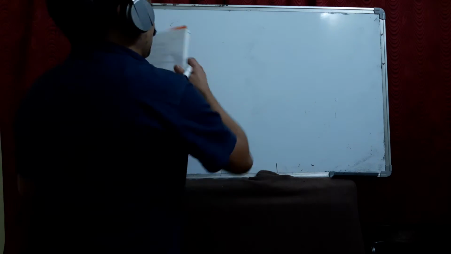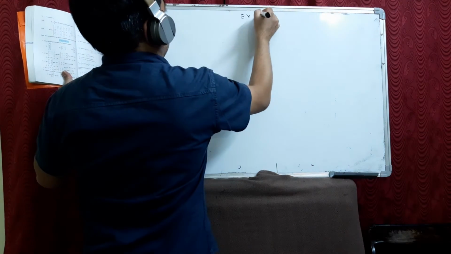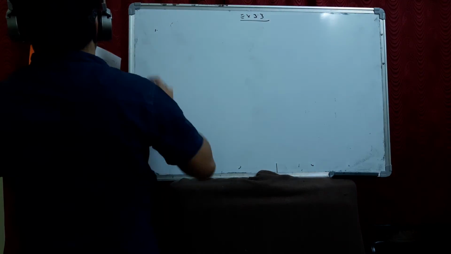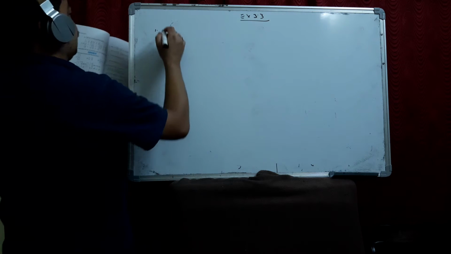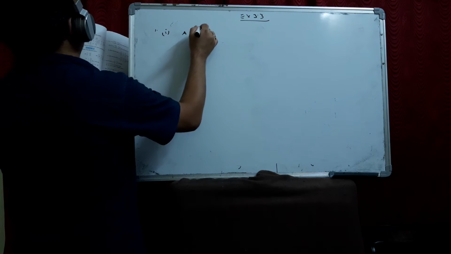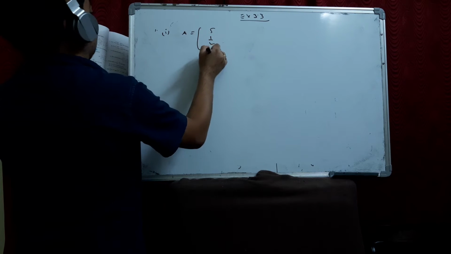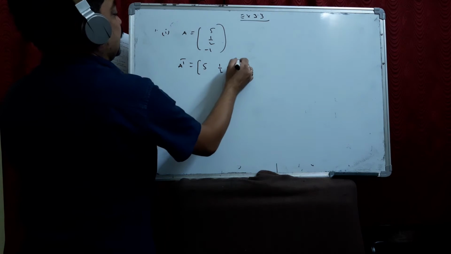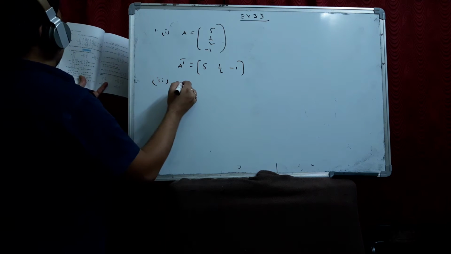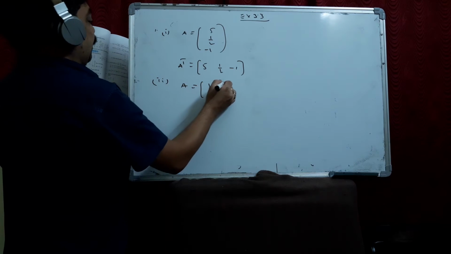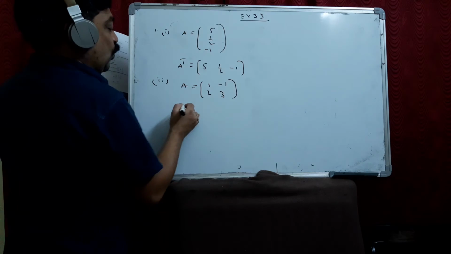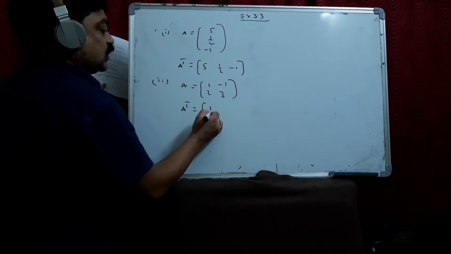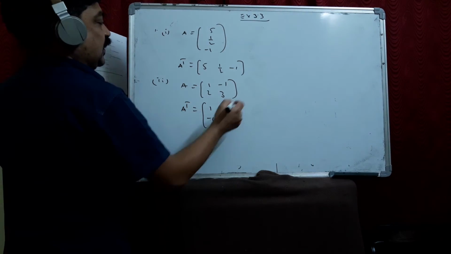See, let us start exercise 3.3. Exercise 3.3, the first question. You are just asked to find out the transpose. The matrix A is 5, 1 by 2, minus 1. What is A transpose? 5, 1 by 2, minus 1. That's it. Second one, A is 1, minus 1, 2, 3. What is A transpose? Just interchange the rows: 1, minus 1, 2, 3.